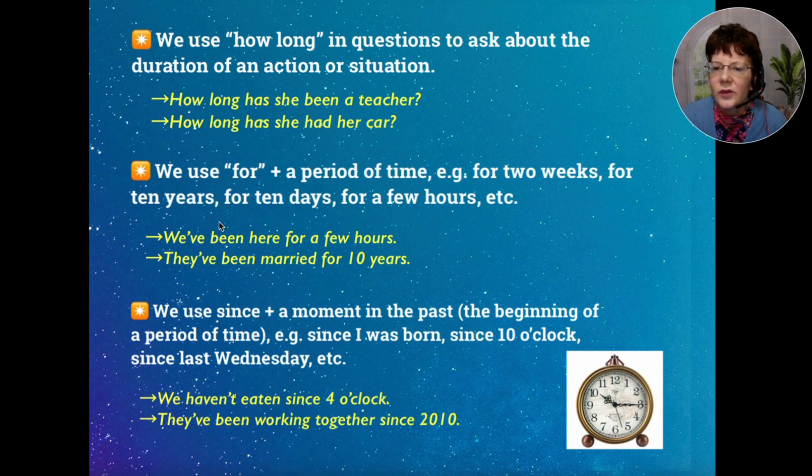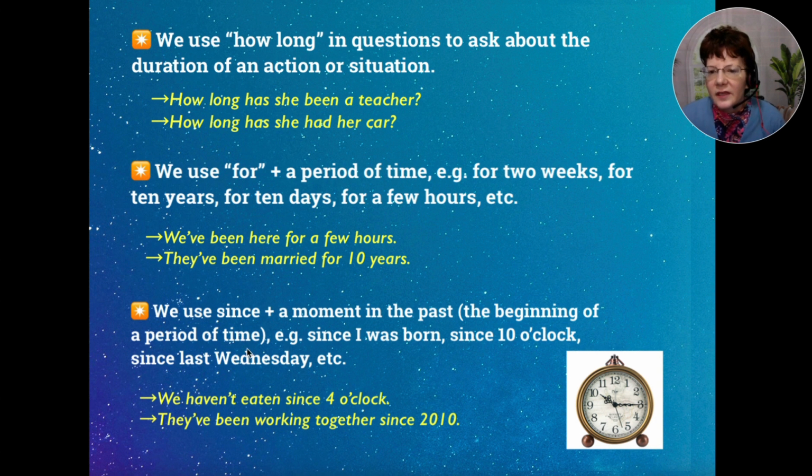All right, we use for plus a period of time, like for 2 weeks, for 10 years, for 10 days, or for a few hours, and so on. For example, we've been here for a few hours, so that's a duration of time. Or they have been married for 10 years. This is a period or duration.